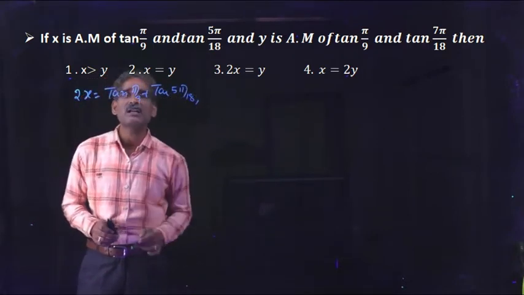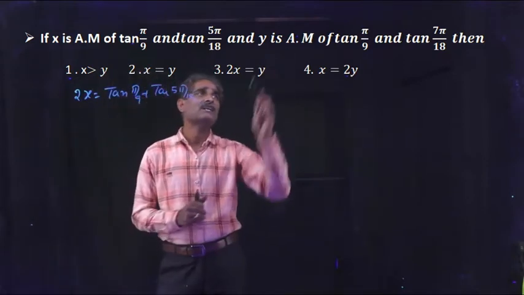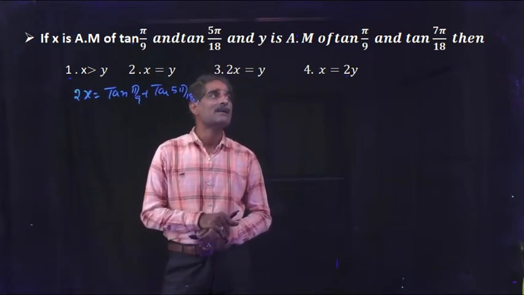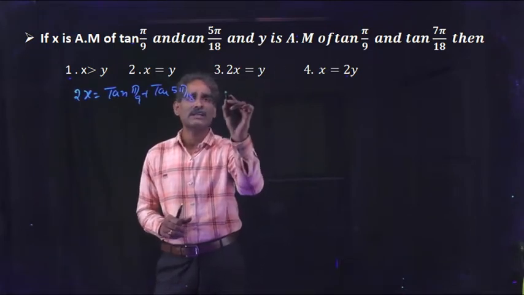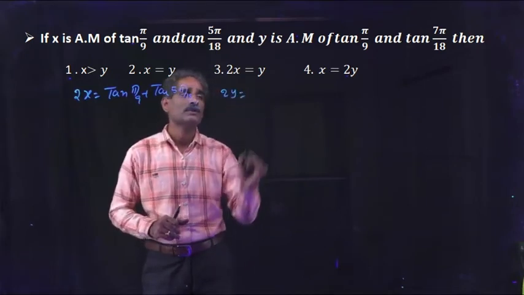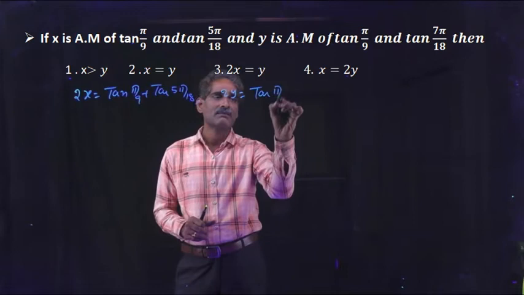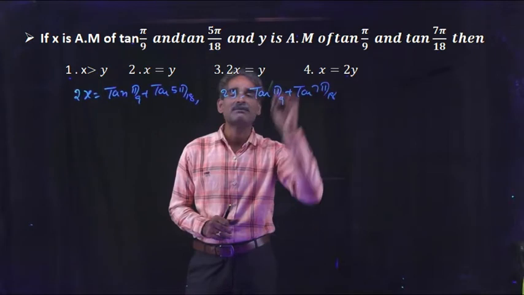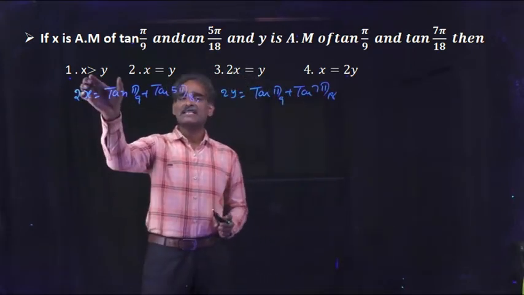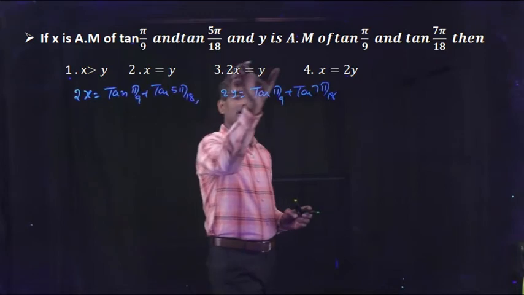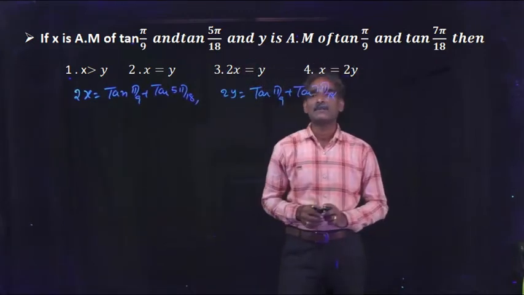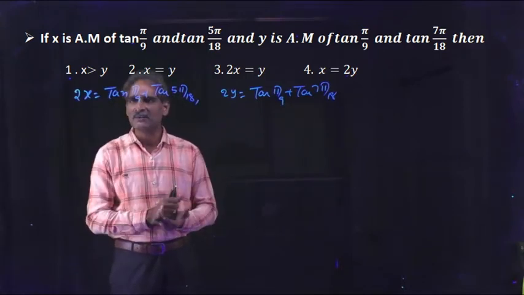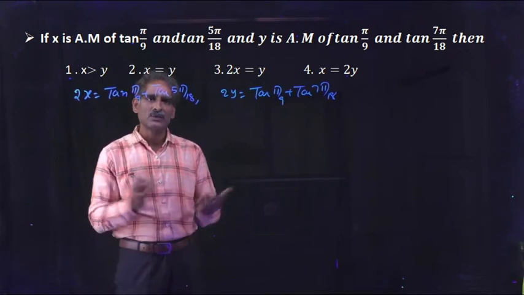And also given that y is the arithmetic mean of tan(π/9) and tan(7π/18). So from this we can write 2y is equal to tan(π/9) plus tan(7π/18). So observe the options: x greater than y, x is equal to y, 2x equal to y, and x equal to 2y. That means we have to find out the relation between x and y. If you have values for x and y, we can write the relation.